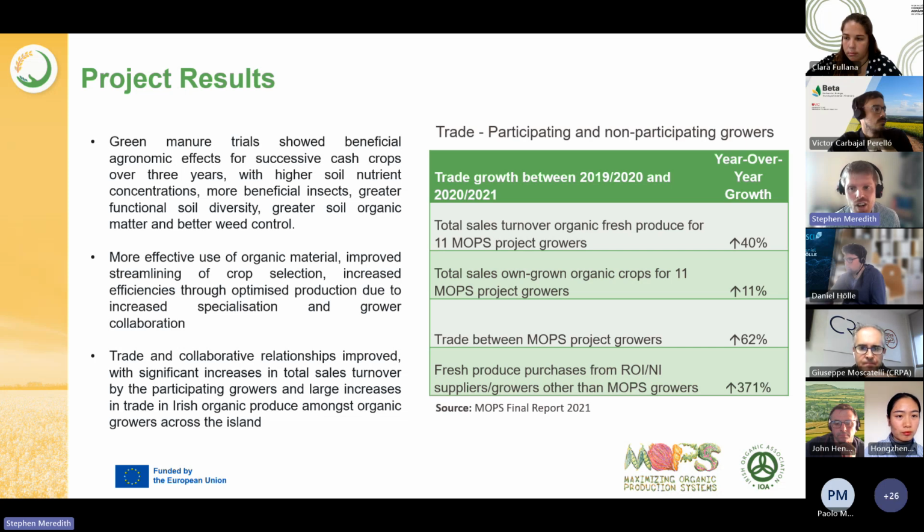And what you can see there on the graph is that it allowed the farmers to improve trade amongst themselves, to improve the range of products that they could make available to consumers, but also it allowed inter-trade between other growers that were outside the project. So it showed the importance of grower collaboration for improving the continuity of supply.